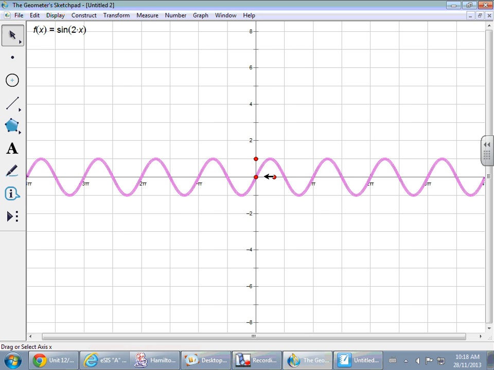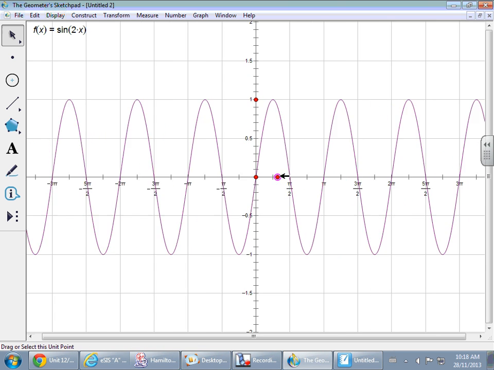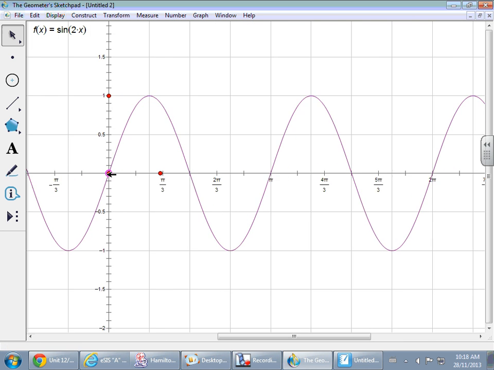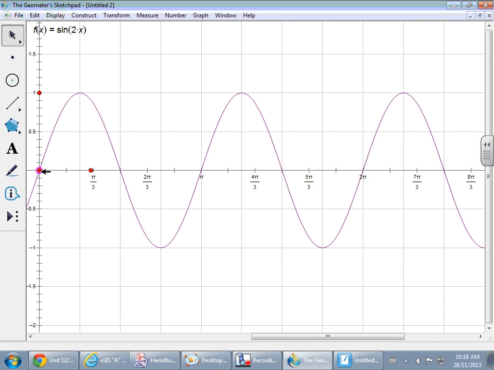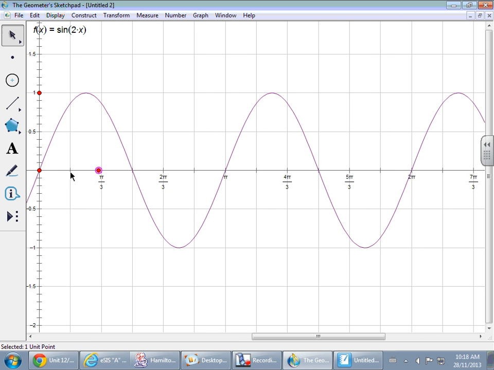But I want my answers, when was it equal to negative 1/2, between 0 and 2 pi. Well, it's equal to negative 1/2 here and here. Those are my 2 primary answers. And then I took this answer and added pi to it to get this answer. And I took this answer, added pi to it to get that answer. And that's why I got my 4 answers. Does that make sense? Okay.